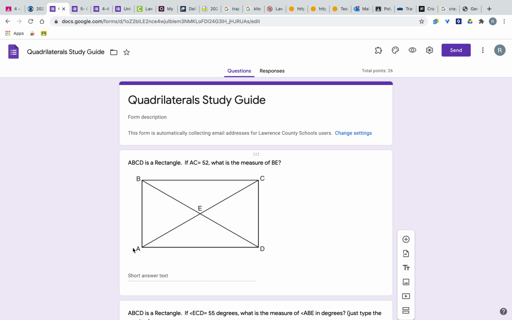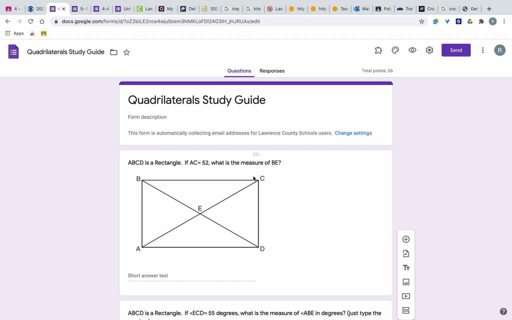So it says ABCD is a rectangle, so this quadrilateral we're dealing with is a rectangle. It says if AC is 52 degrees, what is the measure of BE? So real quick, all parallelograms, the diagonals do bisect each other when you have a rectangle involved. So that would cover a rectangle or a square because they're both rectangles. Those diagonals are also congruent to each other.